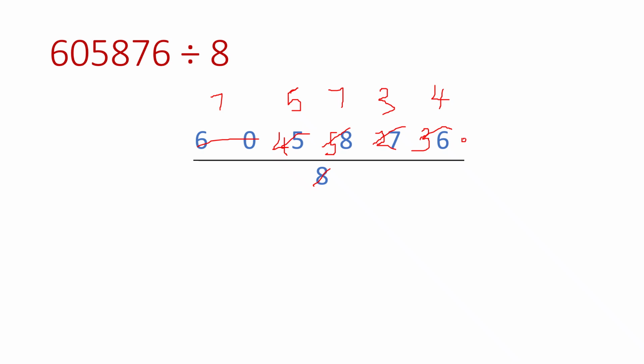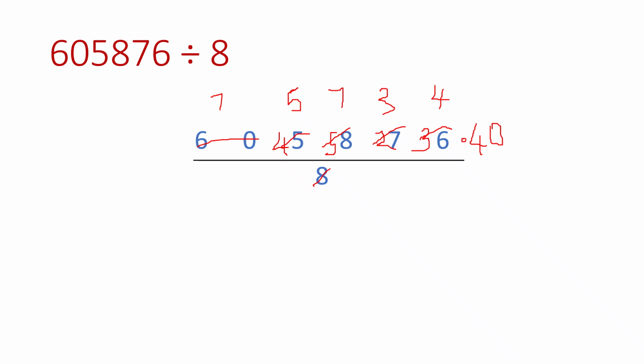I can take this as 75,734 and a remainder of 4, or I'll go for a decimal value. For decimal value, first I'll add a 0, maximum up to 3 digit decimal. Let's see, I think it will not go to 3 digits. So here 40 is here. I'll take this 4 here and make it 40. 40 divided by 8 will give me 5.